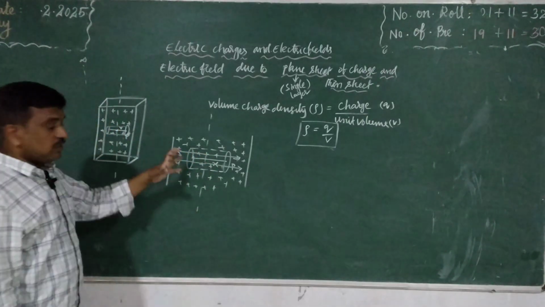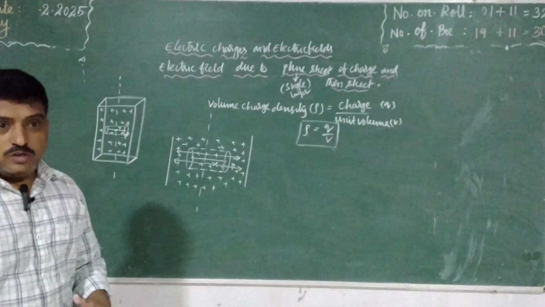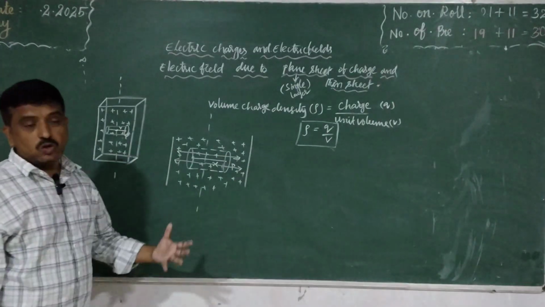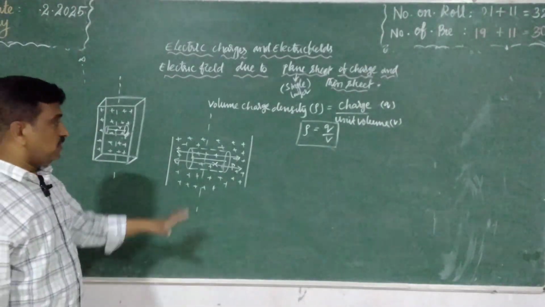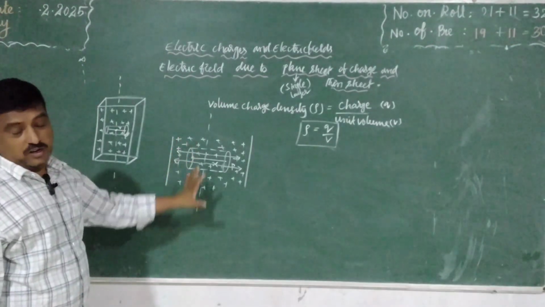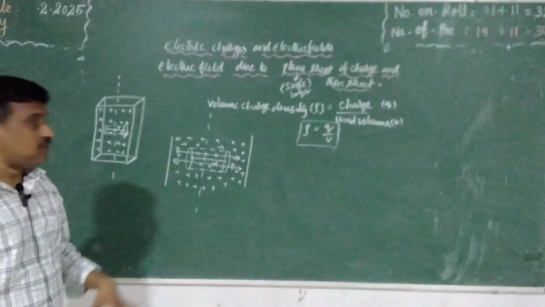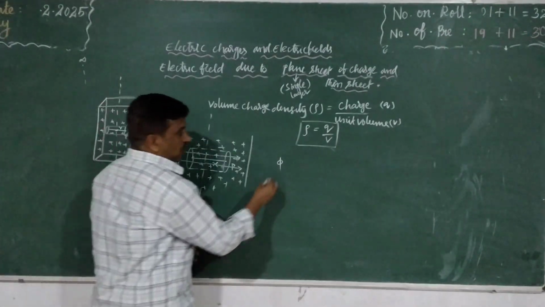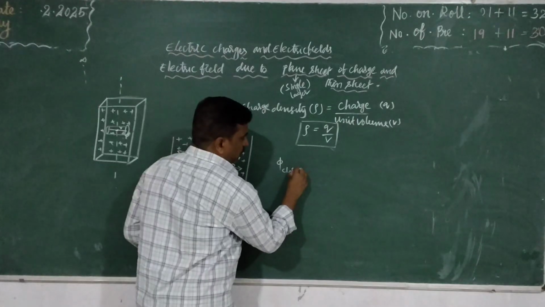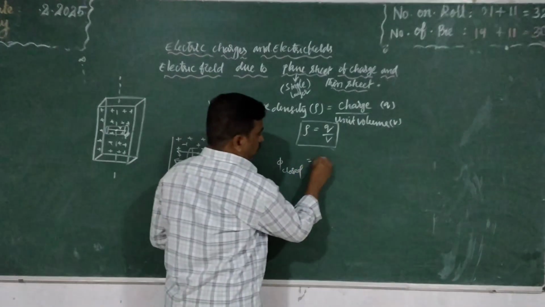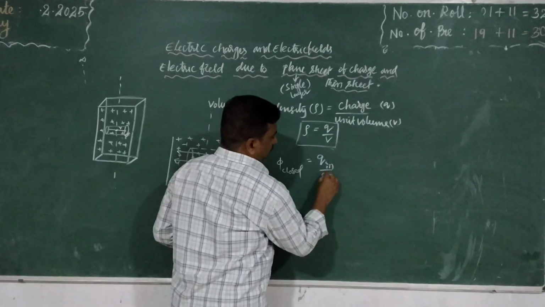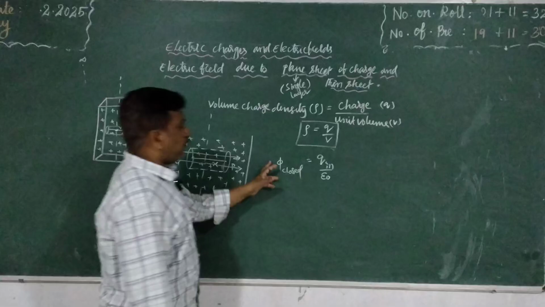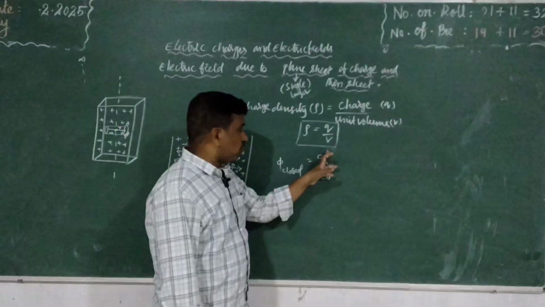In this Gaussian surface, the flux through the closed surface is equal to q inside by epsilon naught. This means we can use Gauss law to find the electric field due to the thin sheet. So what is Gauss law? Flux through a closed surface is equal to q inside by epsilon naught.